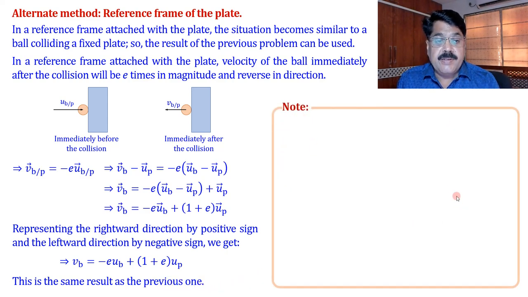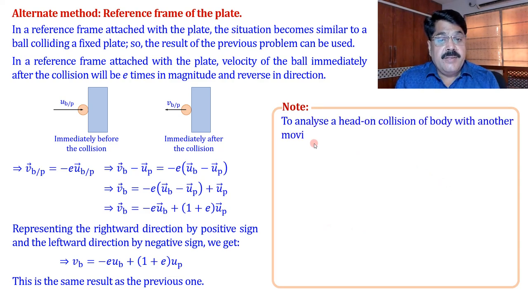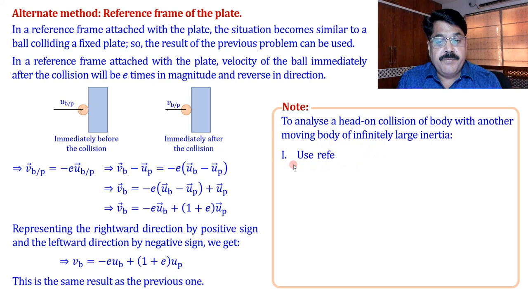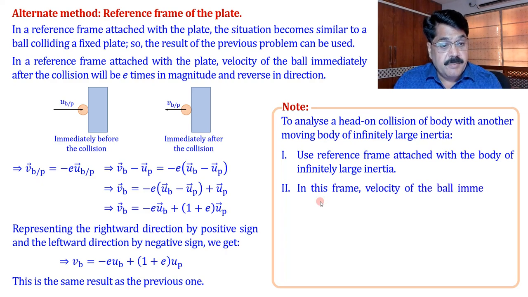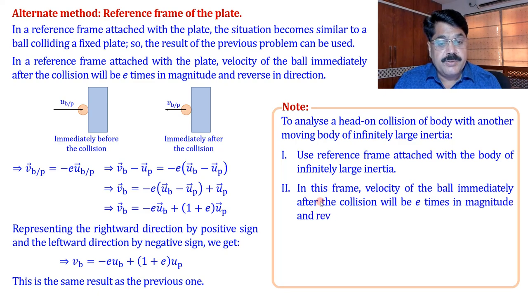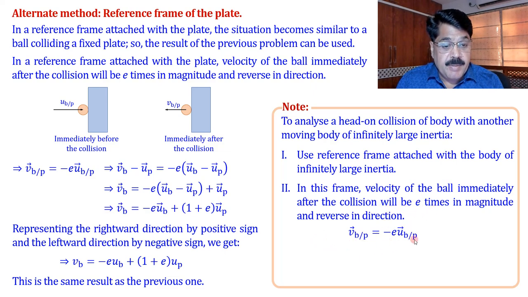So we will summarize this result here. To analyze a head-on collision of a body with another moving body of infinitely large inertia, what do we do? First, use the reference frame attached with the body of infinitely large inertia. Second, in this frame, the velocity of the ball immediately after the collision will be e times in magnitude and reverse in direction. That is the result of problem number 5. And what is the third step? We write this conclusion in mathematical form.